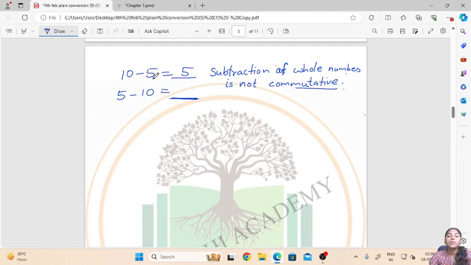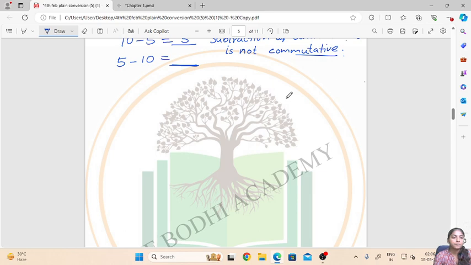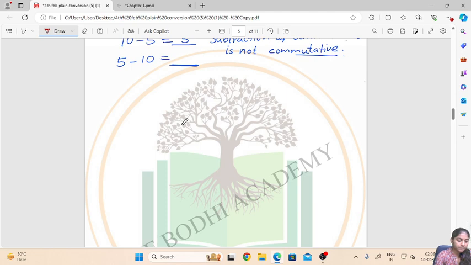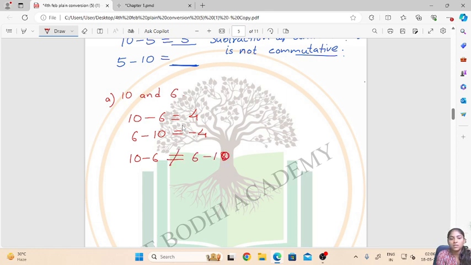Now let us see if subtraction of integers is commutative or not. So let us take some examples. The first one is 10 and 6. So we have 10 minus 6, which will give us 4. And then 6 minus 10 will be minus 4. So here 10 minus 6 is not equal to 6 minus 10.